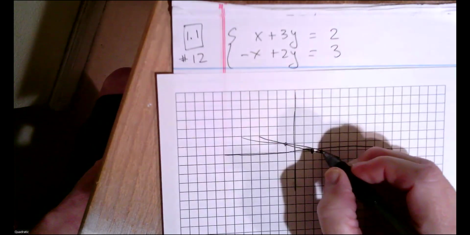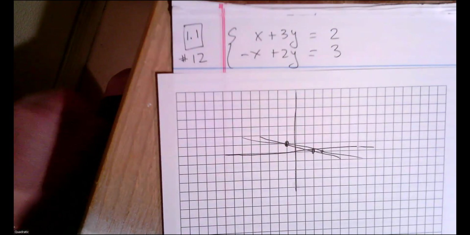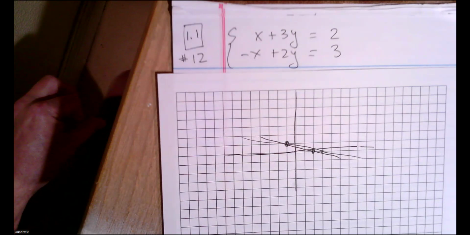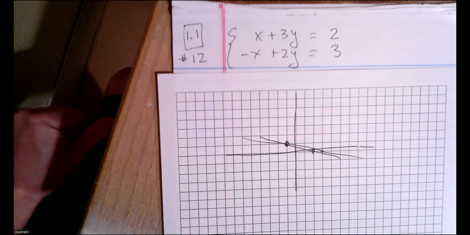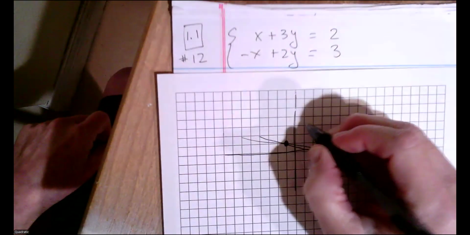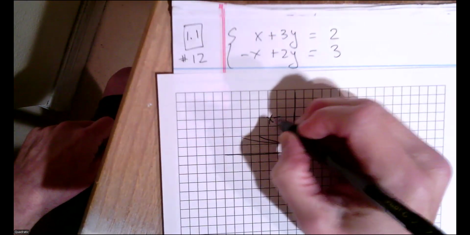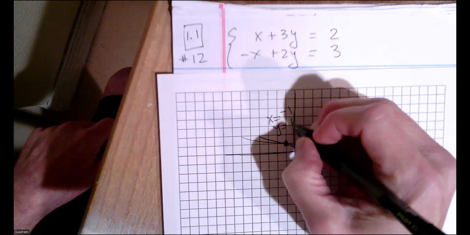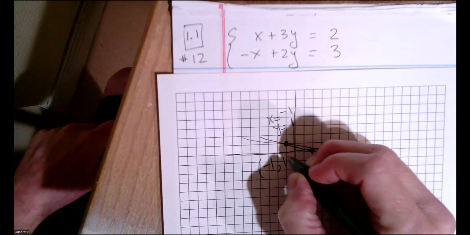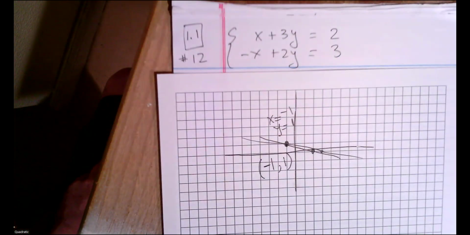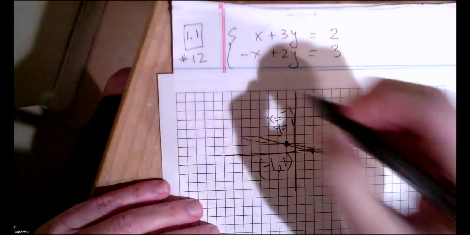Anyway, the two lines are going to intersect right over there at x equals negative 1 and y equals positive 1. That's x equals negative 1, y equals positive 1. In other words, the point negative 1, comma 1.